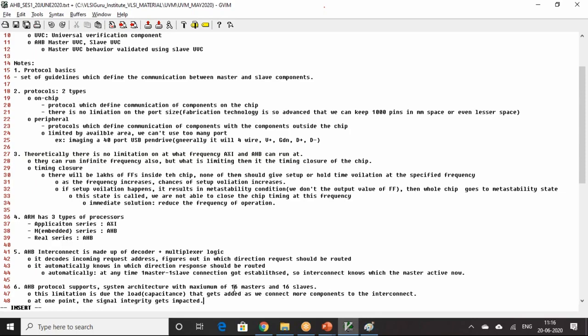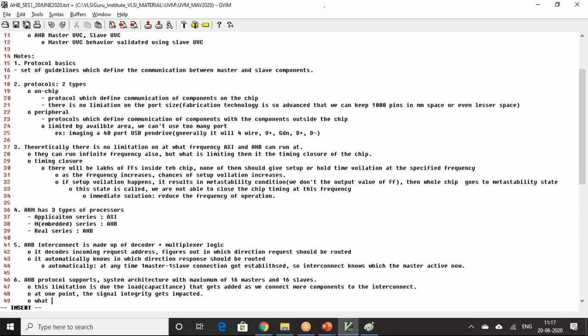Now in general, we won't come across any requirements bigger than this. Even if you take the most complex chip available in the world, you will never need to connect more than 16 masters and 16 slaves for AHB architecture. If at all you have to do more than that, let's say connect more than 16 slaves, you have to use a bridge, connect one more interconnect, and on that you connect the remaining slaves.